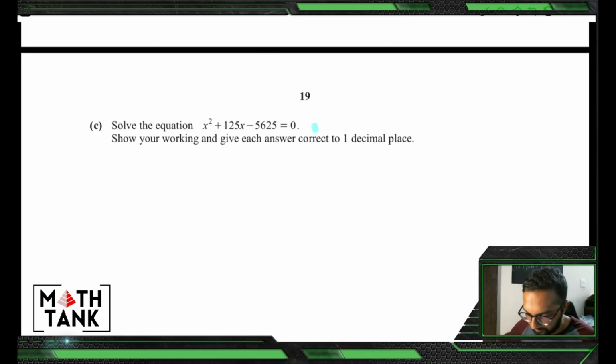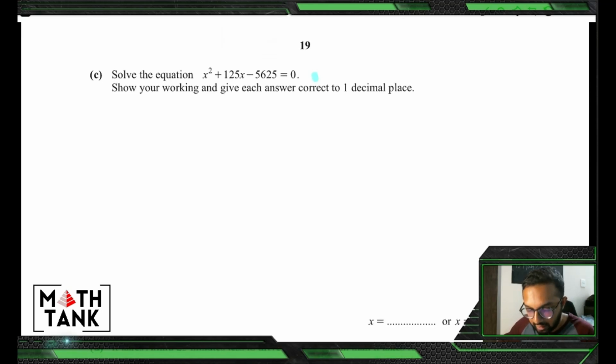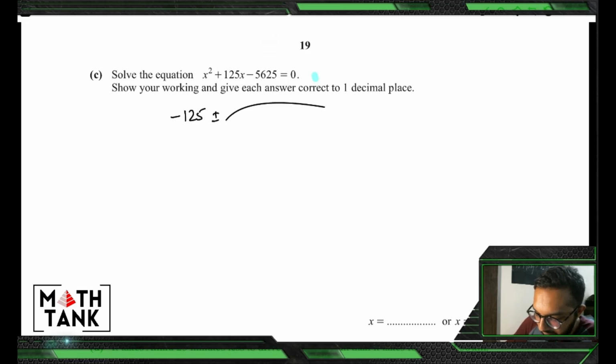Let's see what the marks are for. It says solve the equation, then showing your working and giving each answer correct to one decimal place. So this is about the quadratic formula. So minus b plus minus root of b square minus 4ac over 2a.